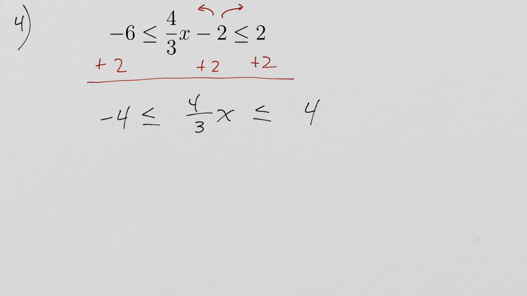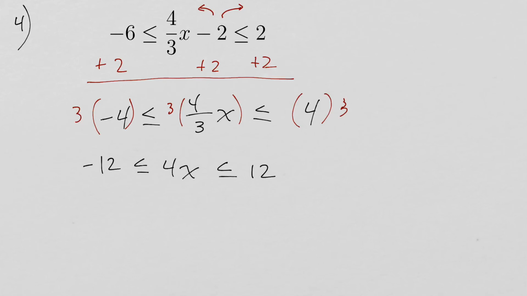All right, so now you can do this in 1 step or 2 steps. If you decide to do it in 2 steps, I'm going to start by multiplying each of these sections by 3. And I'm going to get negative 12 less than or equal to 4x less than or equal to 12. Okay, now I'm going to get rid of that 4 by dividing everything by 4. So I'll do that to all 3 sections, and I'll get negative 3 is less than or equal to x, which is less than or equal to 3.